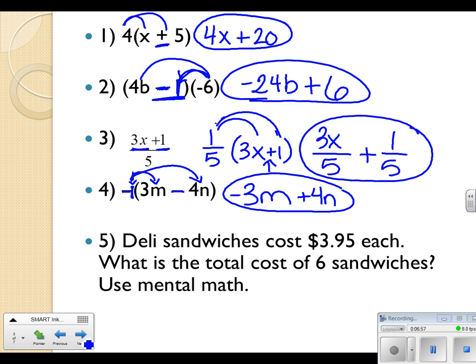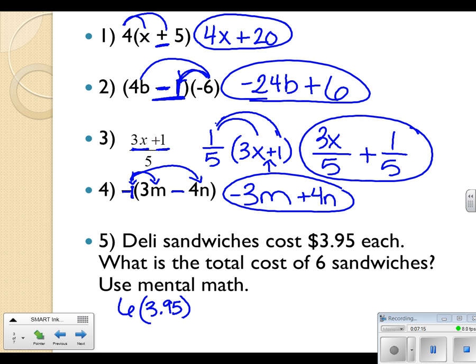Deli sandwiches cost $3.95 each. What is the total cost of 6 sandwiches? And use some mental math on this. So I'll show you with mental math. See, essentially we're doing 6 times 1 sandwich, which is $3.95.